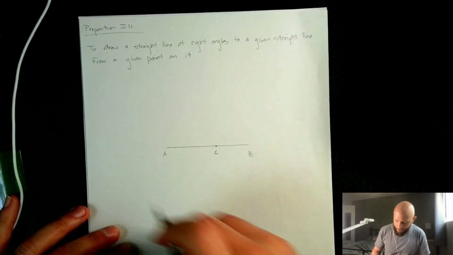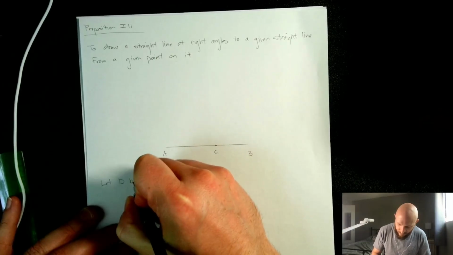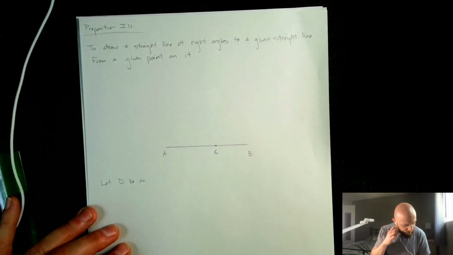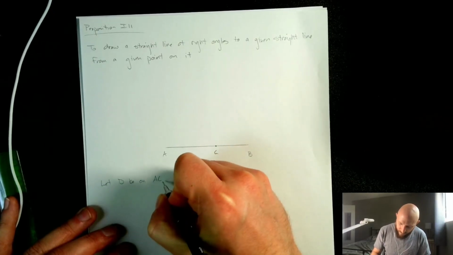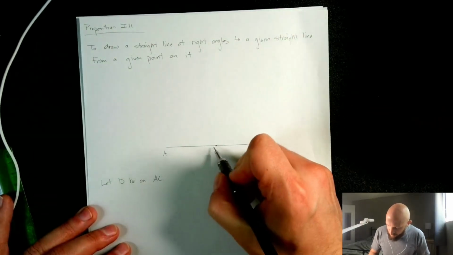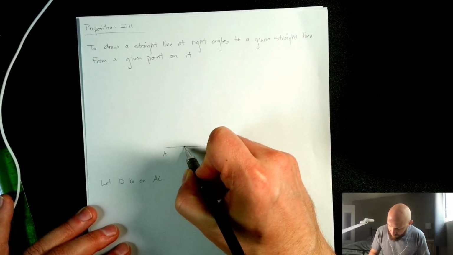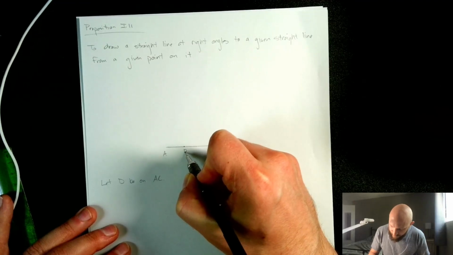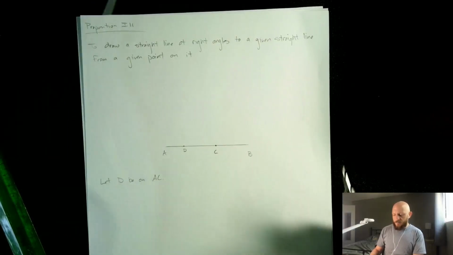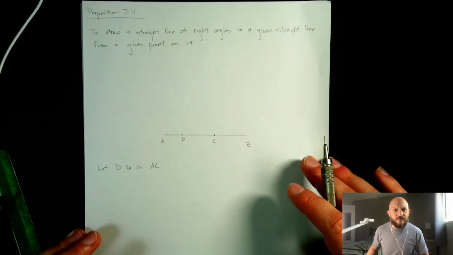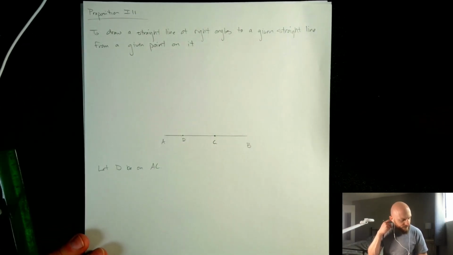So first, choose any point D. Let D be some point specifically on AC, so to the left of C in this case. Just to make the diagram a little more interesting, I'll choose it kind of further out. I'll have to extend my line AB a little bit more, but that's fine. That doesn't really change anything. So let D just be any arbitrary point that is on AC.